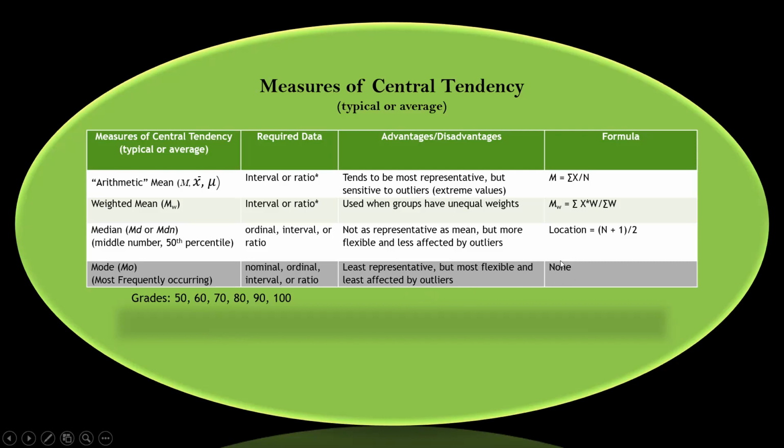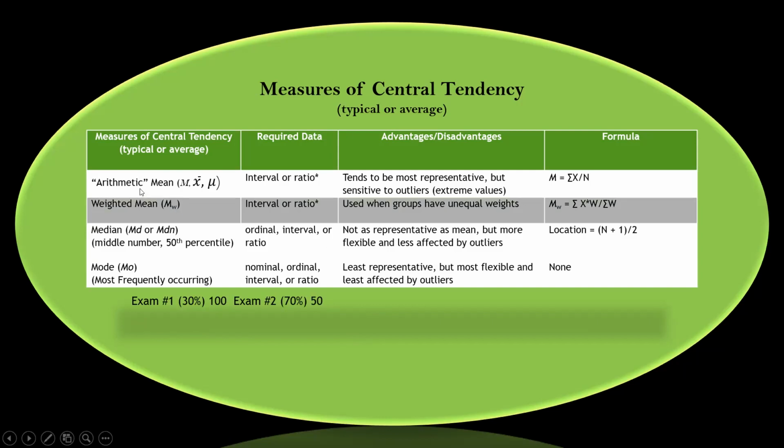The mode doesn't really have a formula. It's just a matter of observation. And so there are occasions where you will have no mode. There are occasions where you may have a single mode, and there are occasions where you may have multiple modes. So in this case, there is no mode. I don't see one number that occurs more frequently than any other value. In this case, I just simply threw a 60 on there, so now I've got two 60s, so my mode would be 60. And if I added a 70, I've got two 70s and two 60s, so in this case, I have multiple modes.